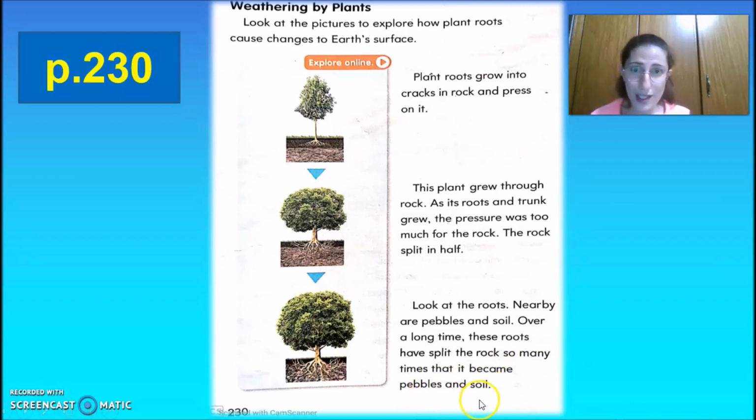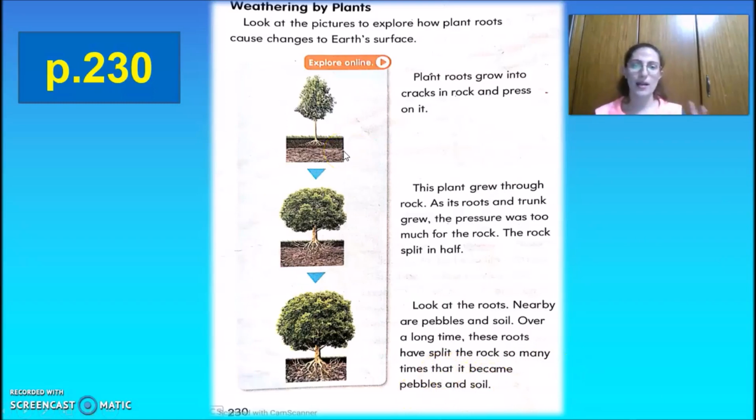So I'm going to reread it and then I'm going to explain. Plant roots grow into cracks in rock and press on it. This plant grew through rock. As its roots and trunk grew, the pressure was too much for the rock. The rock split in half. Look at the roots. Nearby are pebbles and soil. Over a long time, these roots have split the rock so many times that it became pebbles and soil.